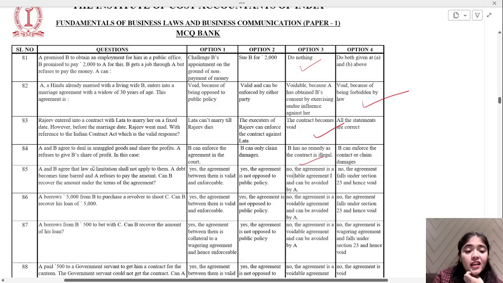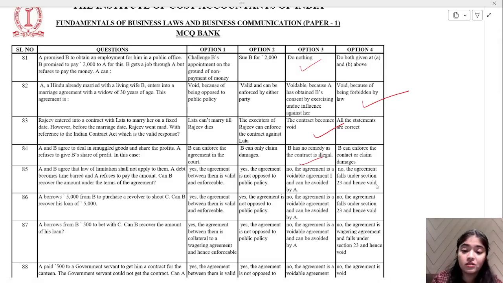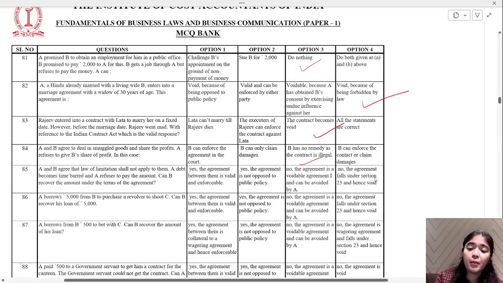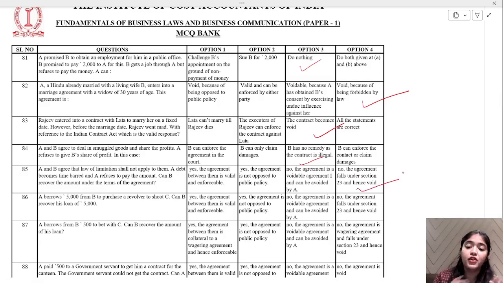A and B agree that the law of limitation shall not apply to them. A debt becomes time barred and A refuses to pay the amount. Can B recover the amount under the terms of the agreement? No, the agreement falls under Section 23 and hence is void. You can't recover that amount, right? Because the debt is time barred. If your time limit is gone, you can't get the money.